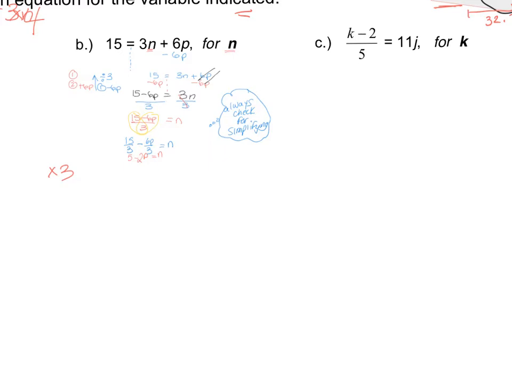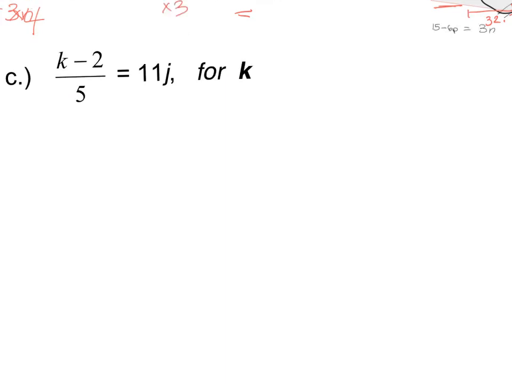Okay, let's look at the next one. You're solving for k, so ask yourselves, what would I do if I knew what k was? The first thing I would do is minus 2. And then I would divide by 5. So the next thing to do is work backwards. Step 1 is to multiply by 5. Step 2 is going to be add 2.